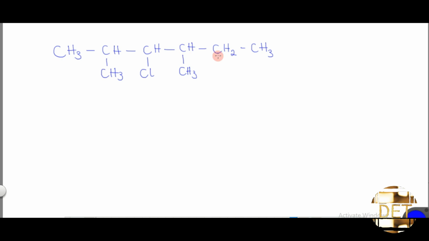Then the next thing is to number the carbon atoms in the main chain starting from the side nearest the functional group. The functional group here is an alkane, a single bond. So this is an alkane. The second rule, like I said, is to number the longest continuous carbon chain starting from the side nearest the functional group, which is the single bond. Then the next thing is to identify and name the substituents.